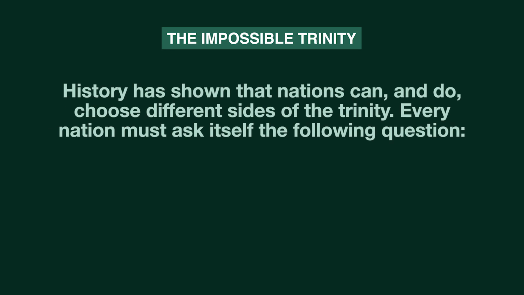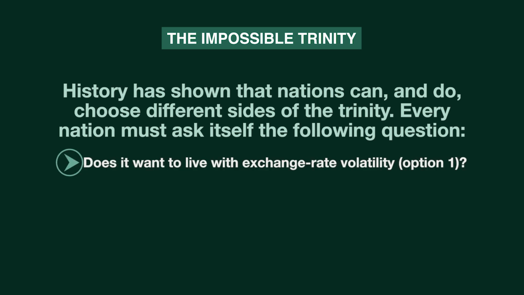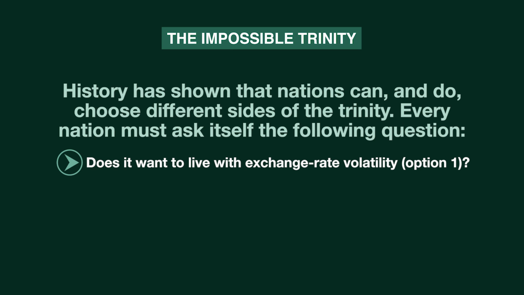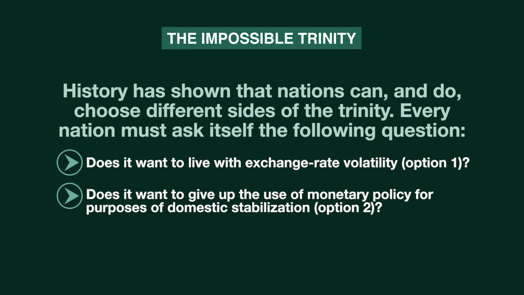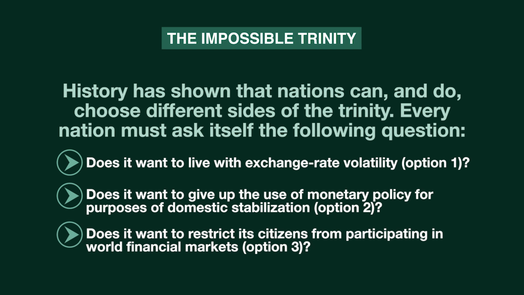Now, history has shown that a nation cannot choose all three sides of this trinity at the same time. Every nation must ask itself the following question: does it have to live with exchange rate volatility, as in option 1, or does it want to give up its monetary policy control, as in the case of Hong Kong, or does it want to restrict its citizens from participating in the world financial market and get the benefit of the international rate of interest, like that of China? The impossible trinity says that no nation can avoid making one of these choices.